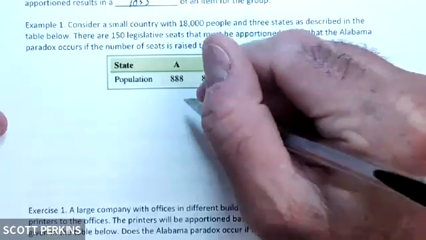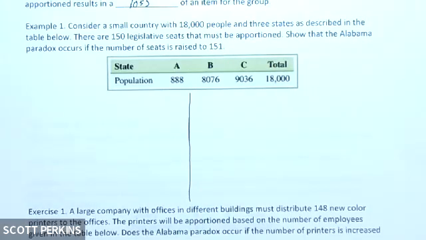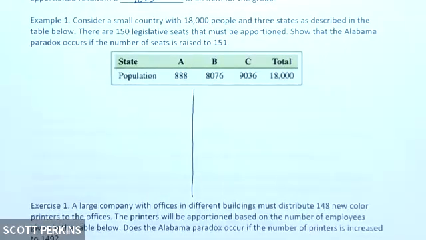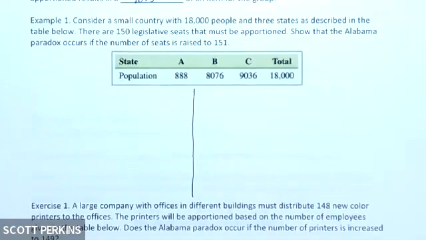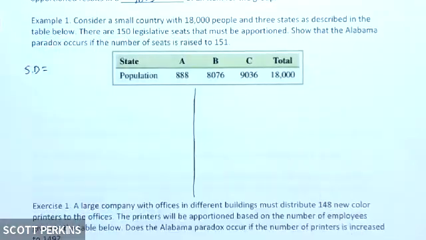So here's what I'm going to do. I'm just going to draw a little bar here down the middle. On one side of this, I'm going to do the Hamilton method with the 150 seats that we have. On the other side, I'm going to increase it to 151, and we're going to see what the outcome is. So here goes. With the 150 seats, that's what we're going to do first, the standard divisor. Remember, that's the first thing that we calculate.